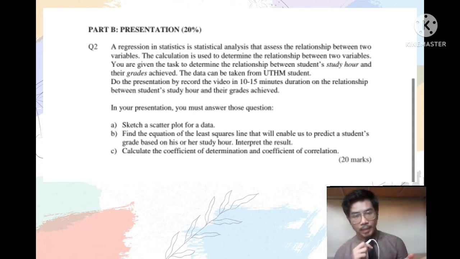To obtain the data from UTHN students, we have prepared a questionnaire through Google Form. The results obtained will be analyzed to answer the question. Without wasting time, I will present the results obtained in solving the question.